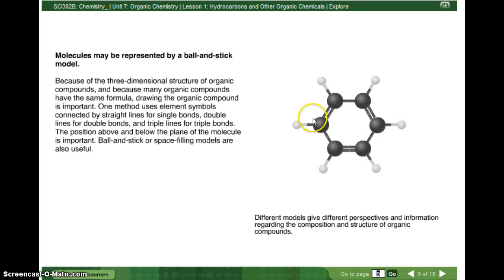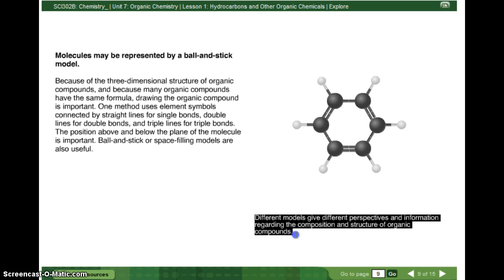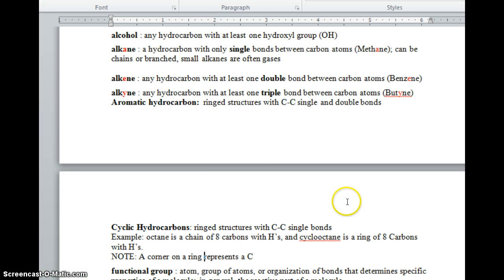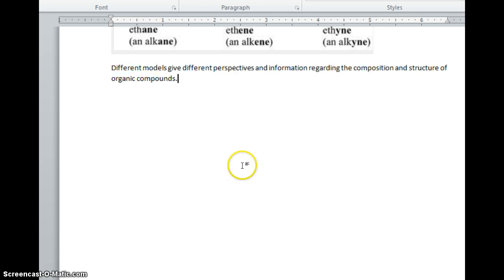So in other words, this is 3-dimensional. Okay? And different models give different perspectives and information regarding the composition and structure of organic compounds. And that is a good summary sentence for that. So sometimes we draw it with lines. Other times you will build it with, they call it ball and stick models. So both are helpful.